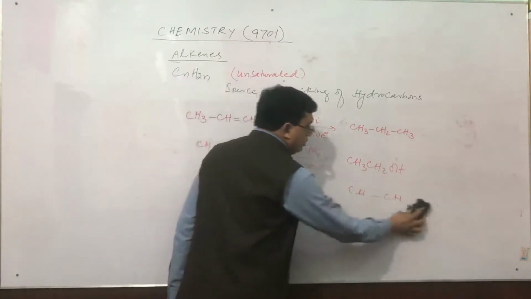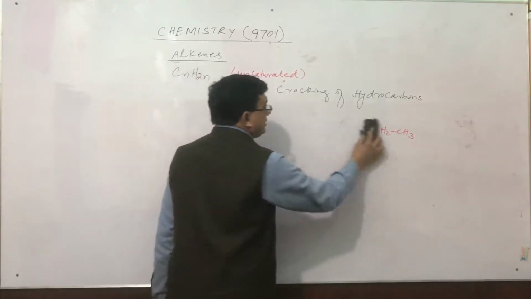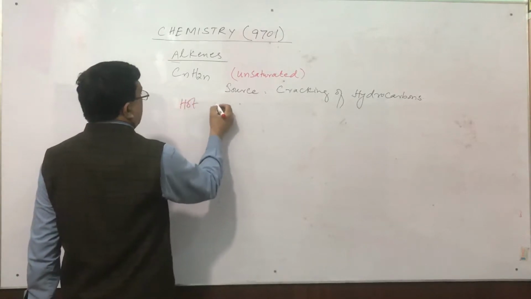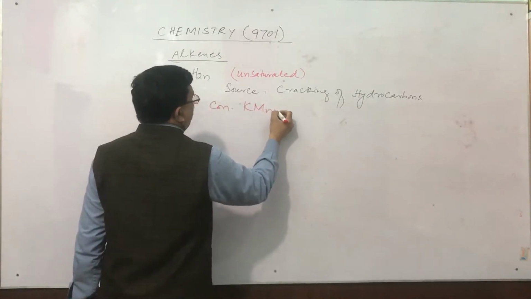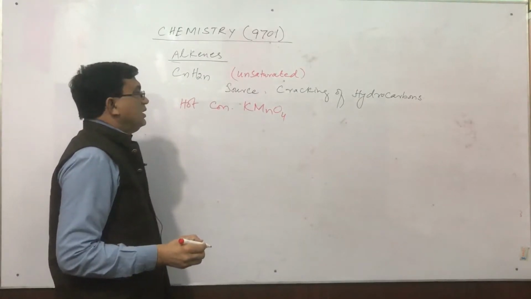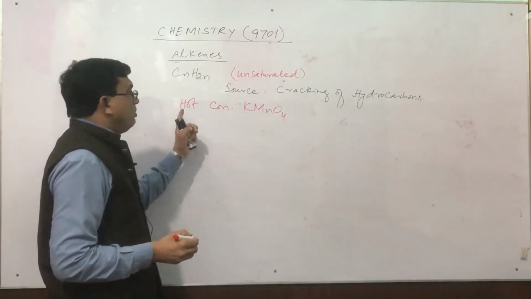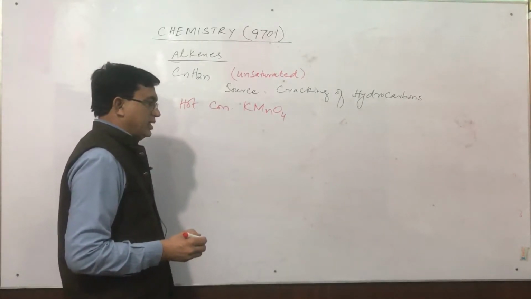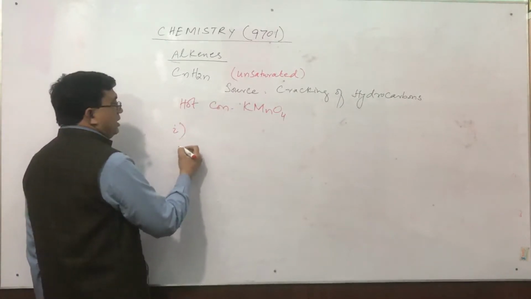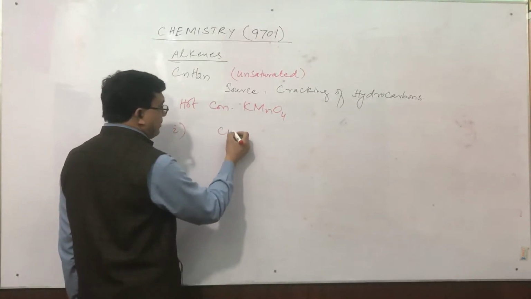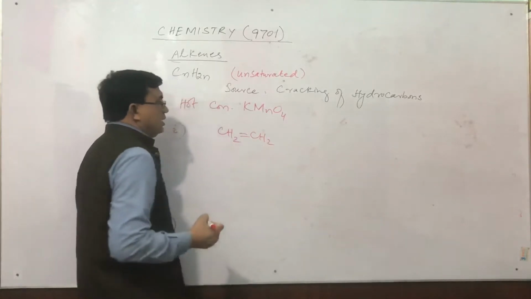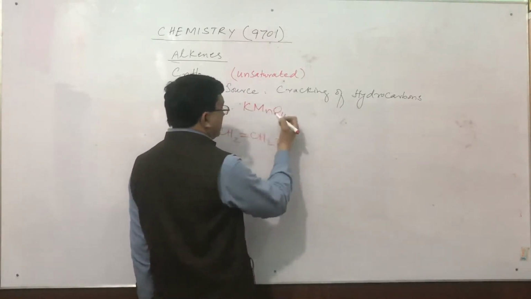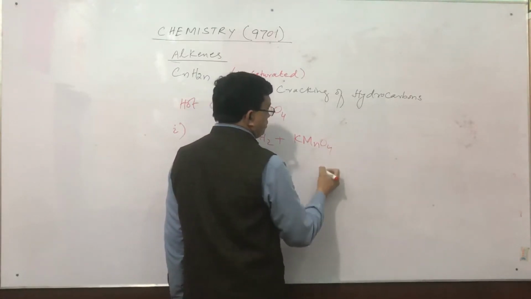The most important reaction of alkenes is with hot concentrated KMnO4 solution, which is a strong oxidizing agent that reacts and breaks the carbon-carbon double bond in hot conditions wherever the double bond is present in alkenes. There are three possibilities. Number one, if the alkene is simple, for example ethene, CH2=CH2, if we bubble this gas through hot concentrated KMnO4 solution, what will happen?